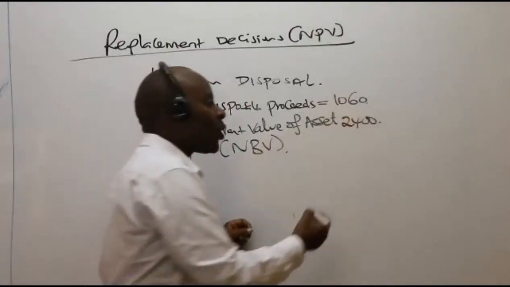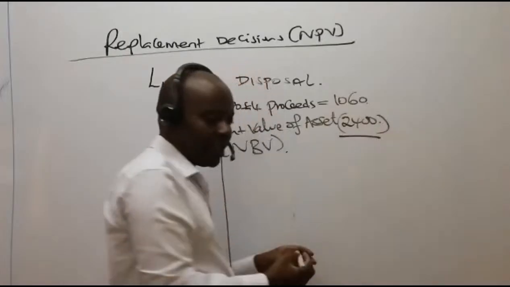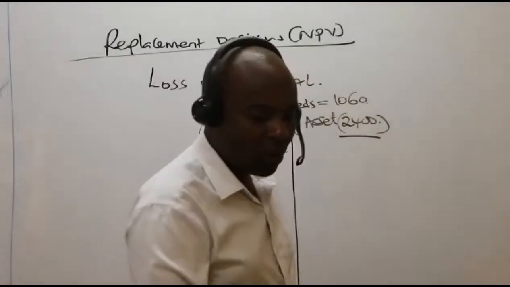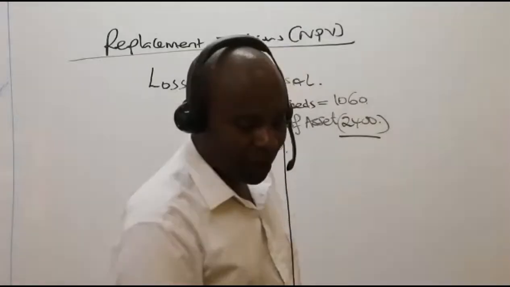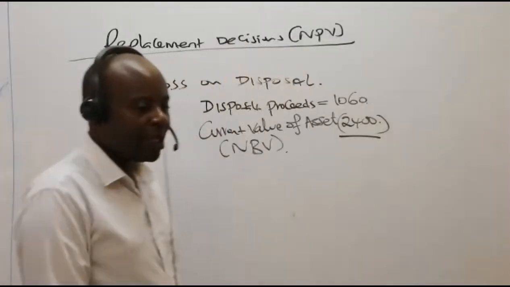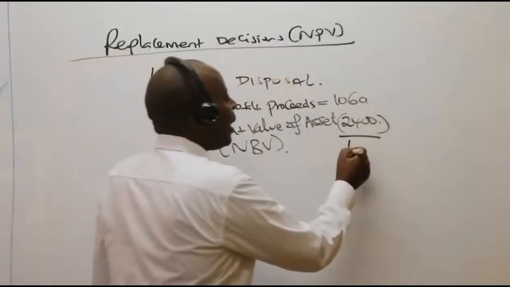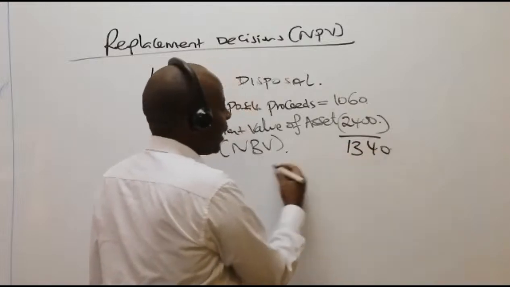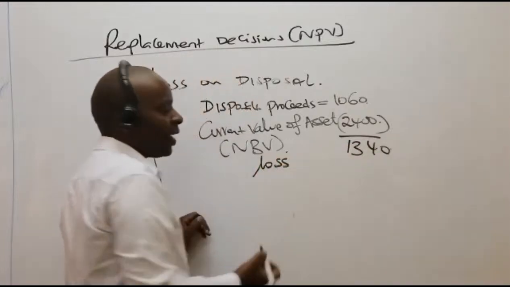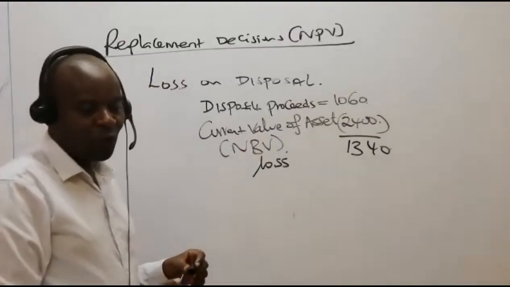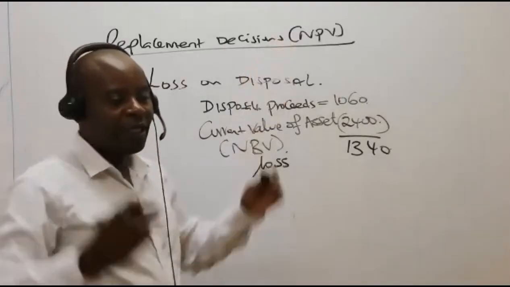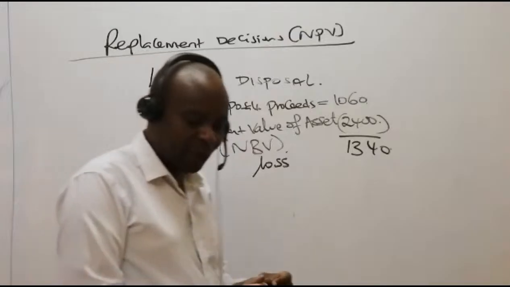So when I subtract like this, what am I going to get? You can see that we are making a negative profit. A negative profit is basically a what here? A loss. So a loss of what here? 1340. A loss of 1340. That's how I expect you to do it.